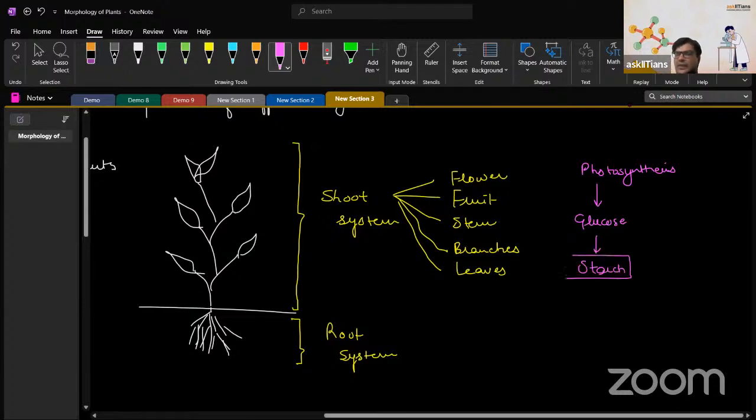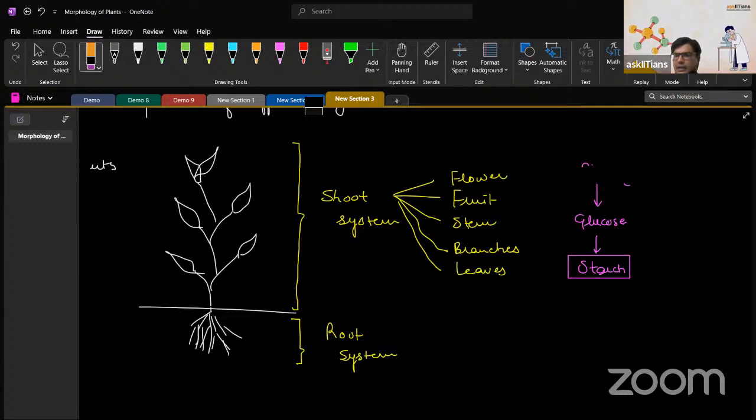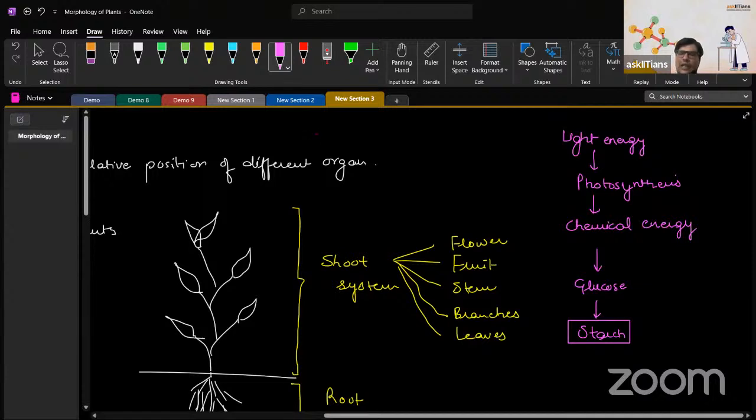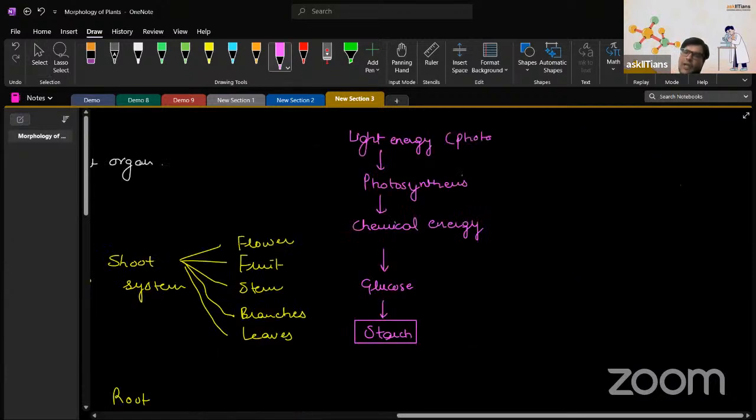Now the cycle can be reversed. Basically, at the start, we will have the light energy from the sun, right? Photosynthesis is a reaction that will convert the light energy into chemical energy. Basically, you take photons and convert them into electrons. Light energy is basically photons, the packets of light. Photosynthesis has the ability to convert them into electrons, which are nothing but chemical energy.